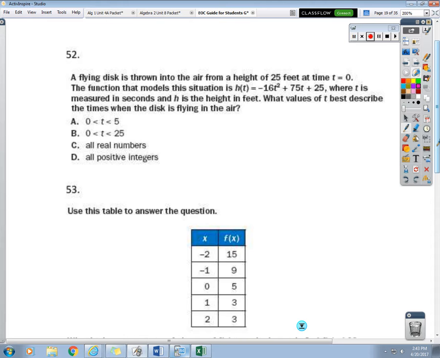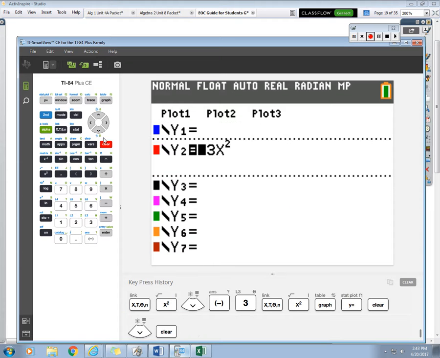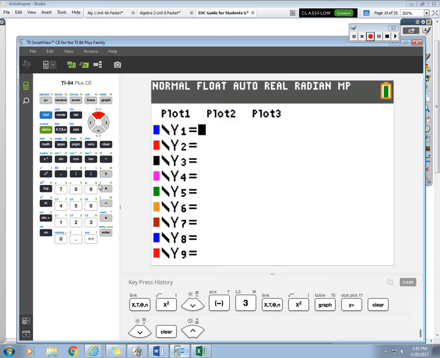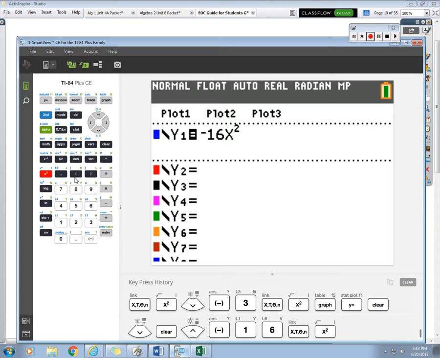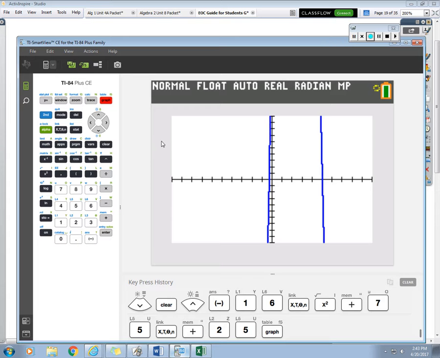Anybody get an answer? What would you do? Any of these questions that are really wordy, but they have an equation, what can you do? You can graph it. So y equals negative 16t squared plus 75t plus 25. Okay, look. It's in the air until how long?